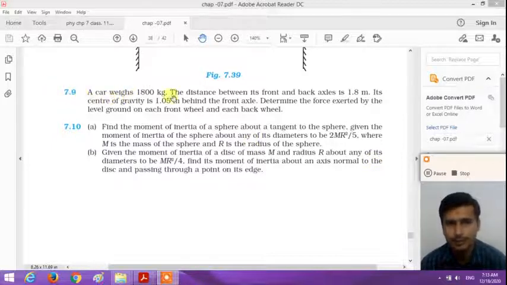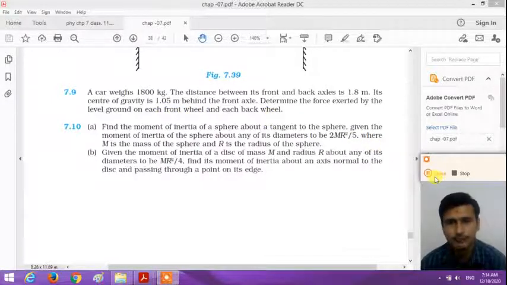A car weighs 1800 kg. The distance between its front and back axle is 1.8 meter. So here the distance between the front and back axle of the car is 1.8 meter. Its center of gravity is 1.05 meter behind the front axle. Determine the force exerted by the level ground on each front wheel and each back wheel.